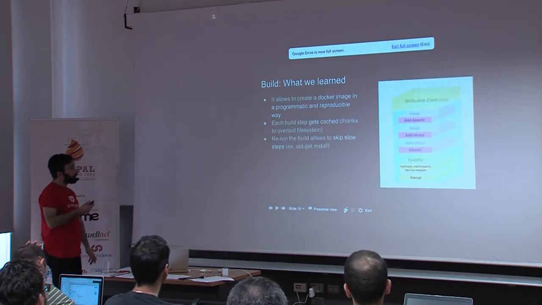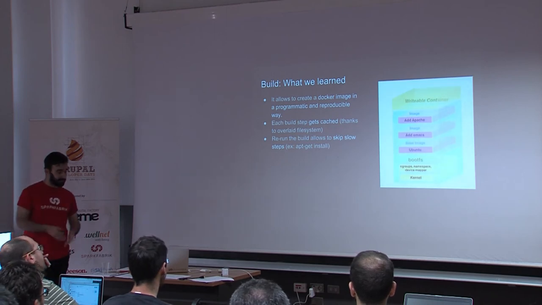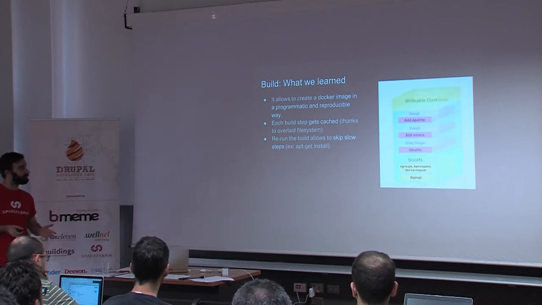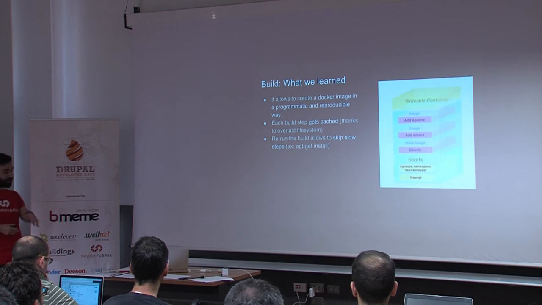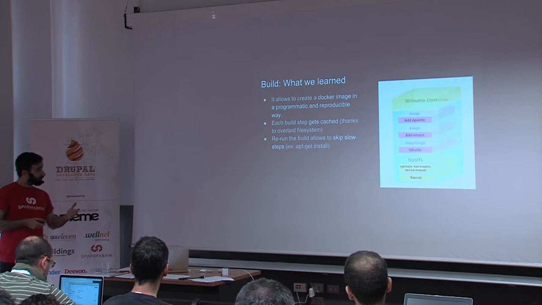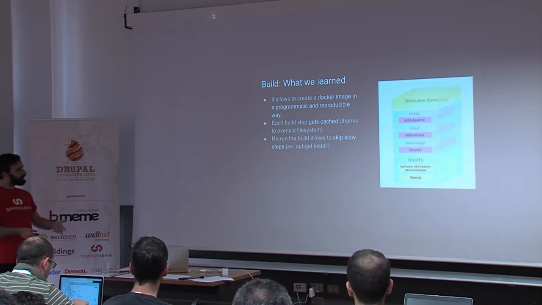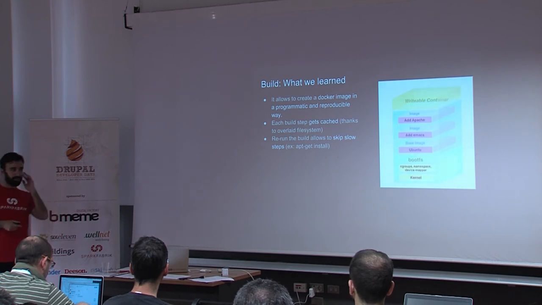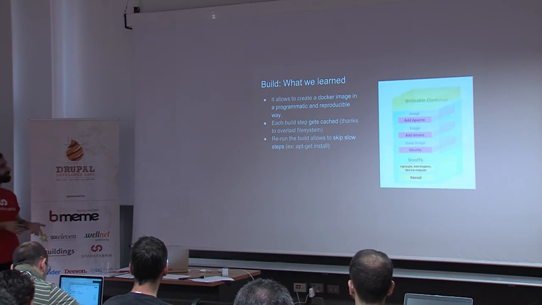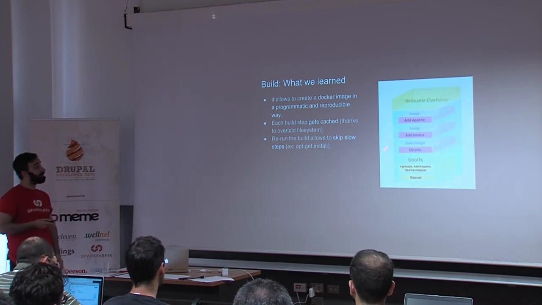So what we learned? We learned that Docker build allows us to create a Docker image in a streamlined, reproducible way, just with a Dockerfile inside our application. Each build step gets cached thanks to the overlaid file system. And as you can see, rerunning the build on top of the application the second time was very fast, thanks to the cached layers.